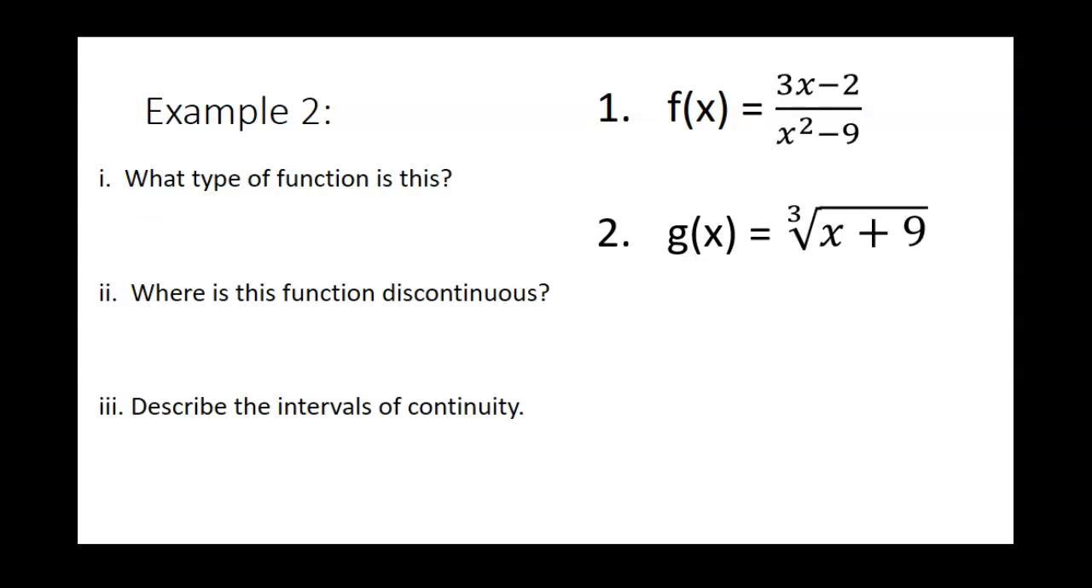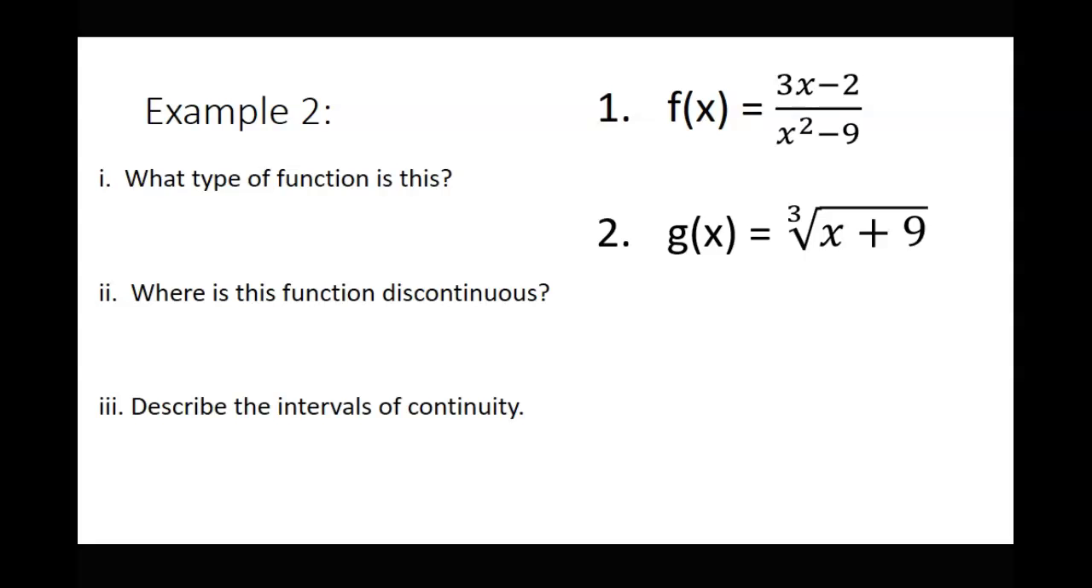Number 2. G of x is equal to the cube root of x plus 9. So what kind of function are we looking at here? An odd root function. Good. Where are they discontinuous? None. They don't have any discontinuities. So where are they continuous? You could say everywhere. That was easy.